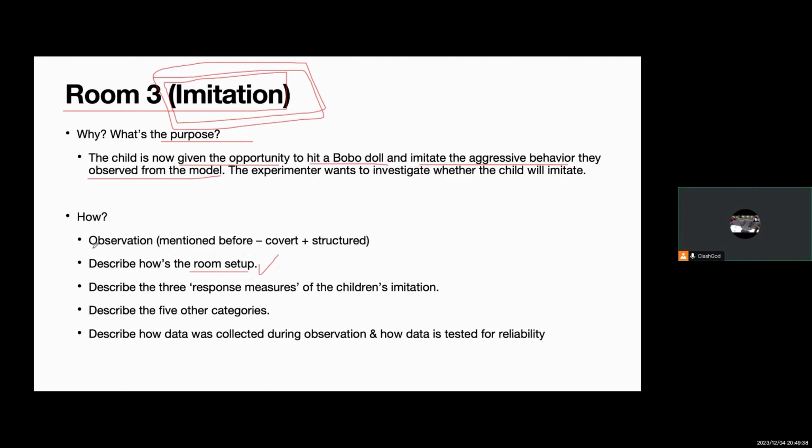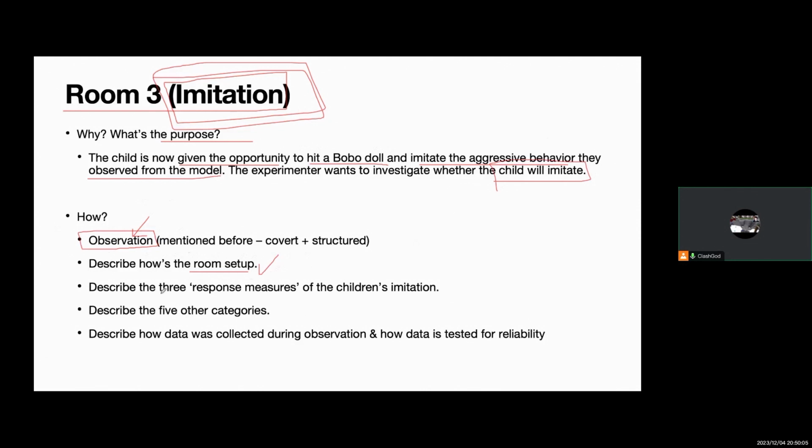And then we need to know about observation. So how is the children's behavior observed in room 3? Because of course, we know that we're investigating whether the child will imitate these aggressive behaviors in room 3. So we need to use observations and types of observations to see how much the child will imitate the aggressive behaviors of the models.